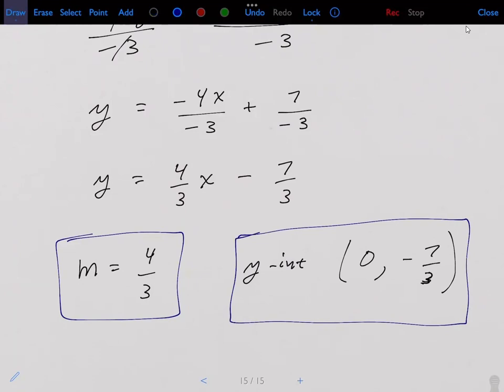Okay, so hopefully that was helpful, and we will definitely use these math skills throughout this class. Great, thanks.